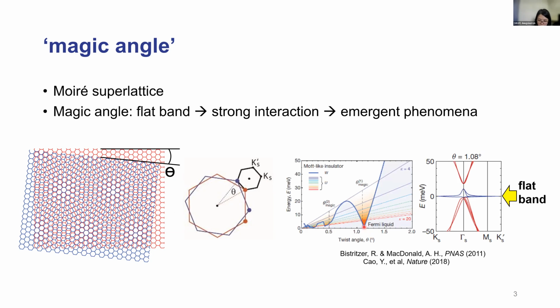In this case, the kinetic energy is quenched and the Coulomb potential energy dominates, and it gives rise to very strong electron correlation, and a lot of different emergent phenomena that were not there for monolayer graphene. This is the band structure. The blue one in the middle is the flat band. The bandwidth is typically around 10 meV.